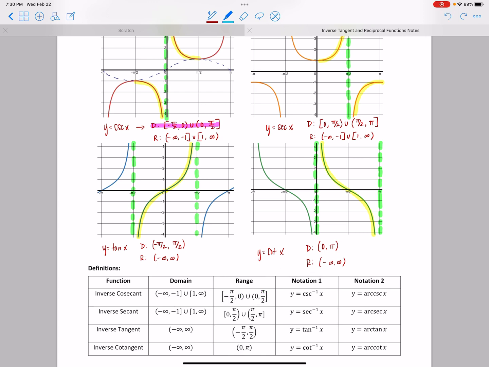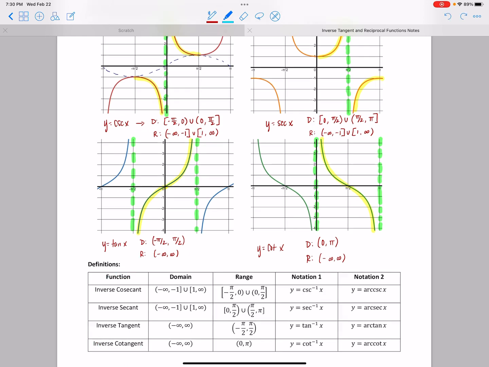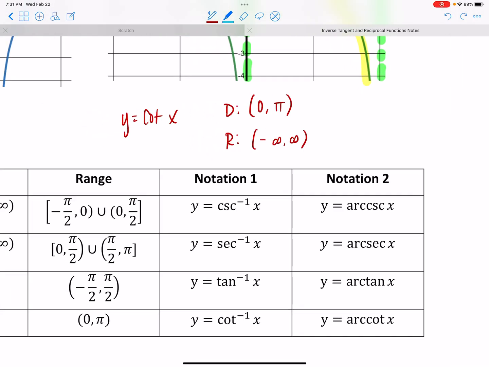So we're going to switch the domain and the range because we're switching the inputs and outputs for all of our inverse functions. So if we switched everything we wrote up there, that's what we see defined in our table. And then remember, we have two notations for inverse because this is really easy to confuse with an exponent, and it is not an exponent.